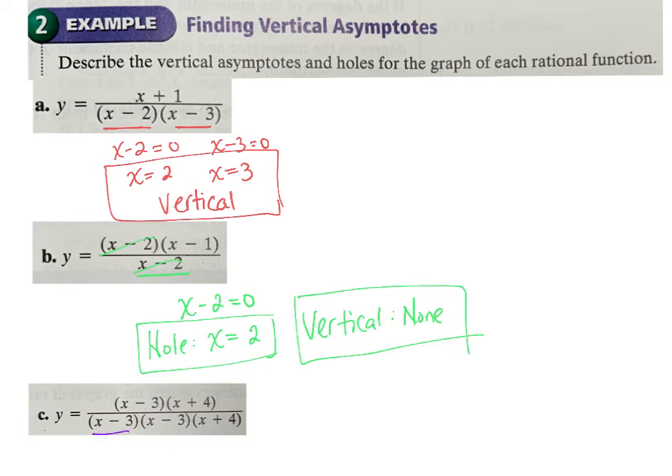All right, let's look at the last one. I have x minus 3 and x plus 4. At both of your x minus 3s, you're going to get a 0 at x equals 3. At x plus 4, you're going to get a 0 at x equals negative 4. Let's look at the 3s. Is it cancelable? One of them is, right? You still have one left over. So what is this? Vertical asymptote or hole? But what happens when it's both?